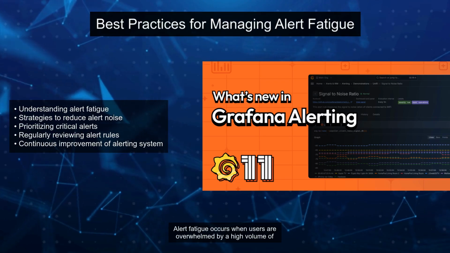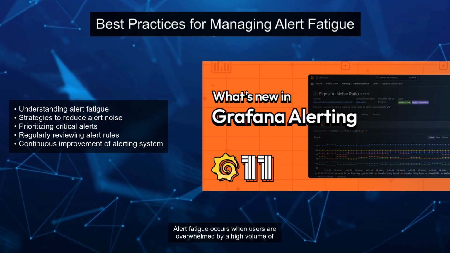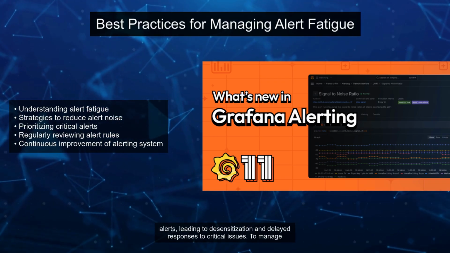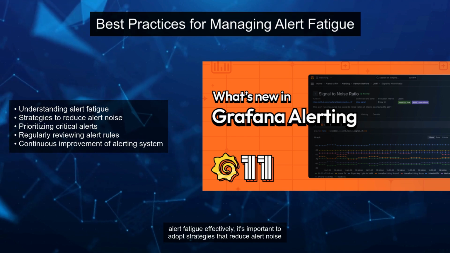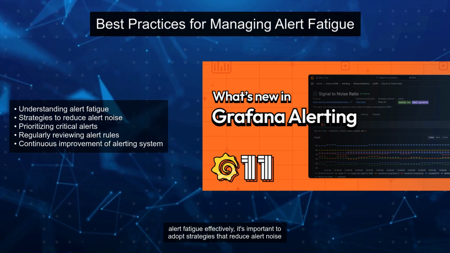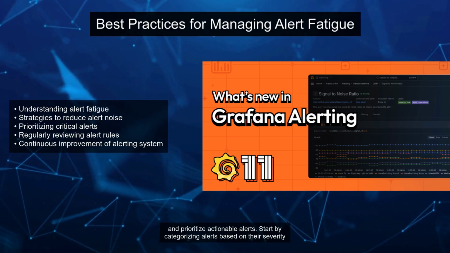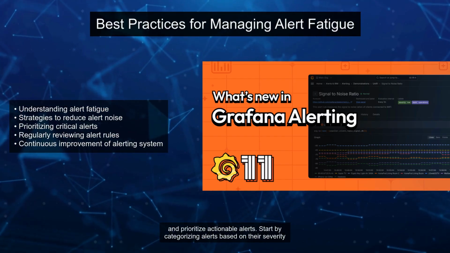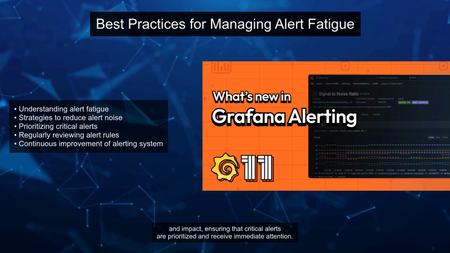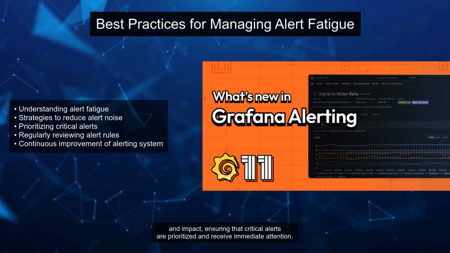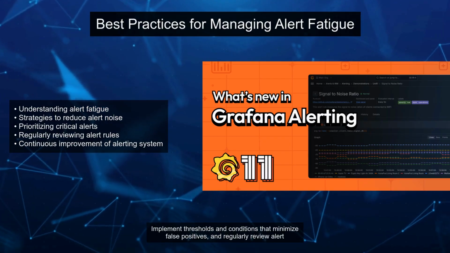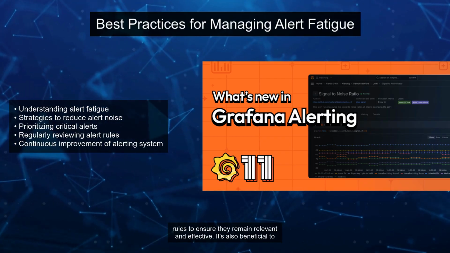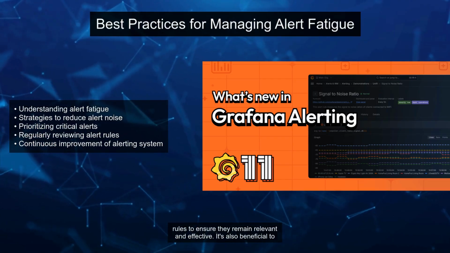Alert fatigue occurs when users are overwhelmed by a high volume of alerts, leading to desensitization and delayed responses to critical issues. To manage alert fatigue effectively, it's important to adopt strategies that reduce alert noise and prioritize actionable alerts. Start by categorizing alerts based on their severity and impact, ensuring that critical alerts are prioritized and receive immediate attention. Implement thresholds and conditions that minimize false positives, and regularly review alert rules to ensure they remain relevant and effective.